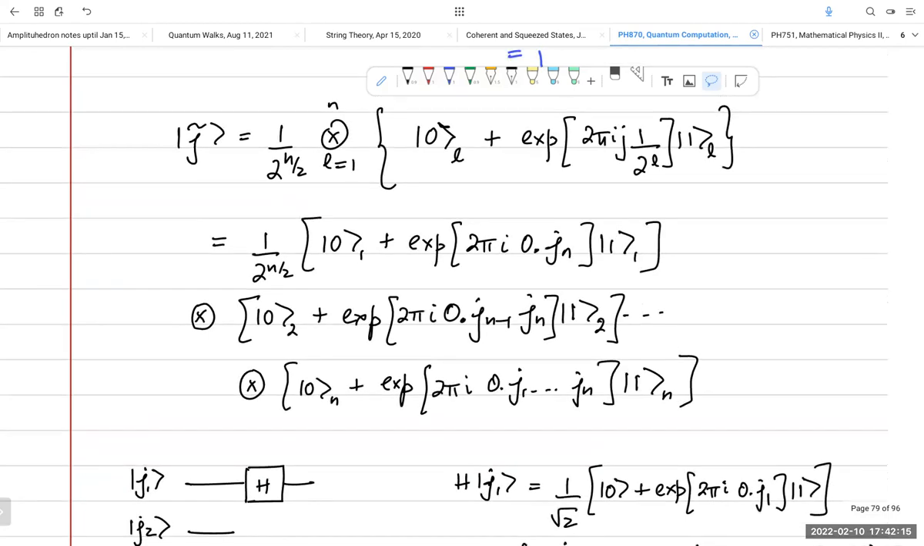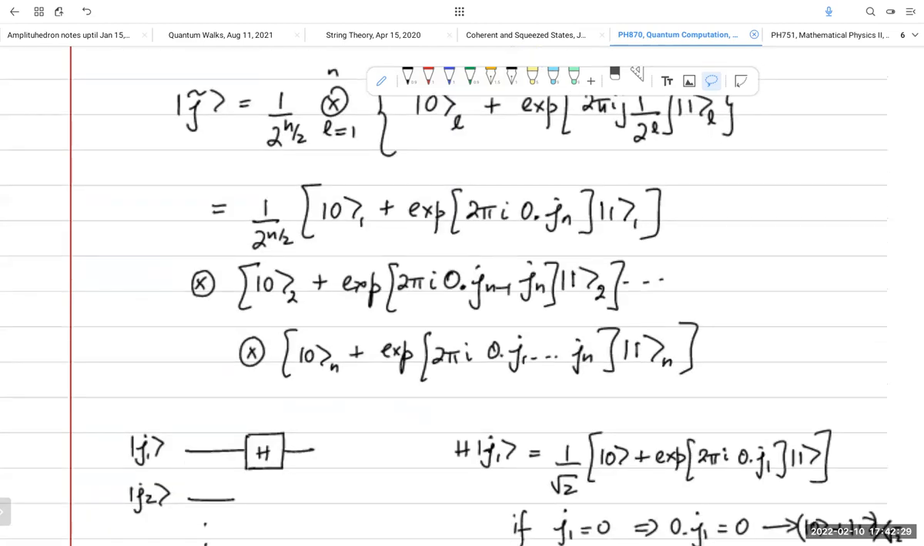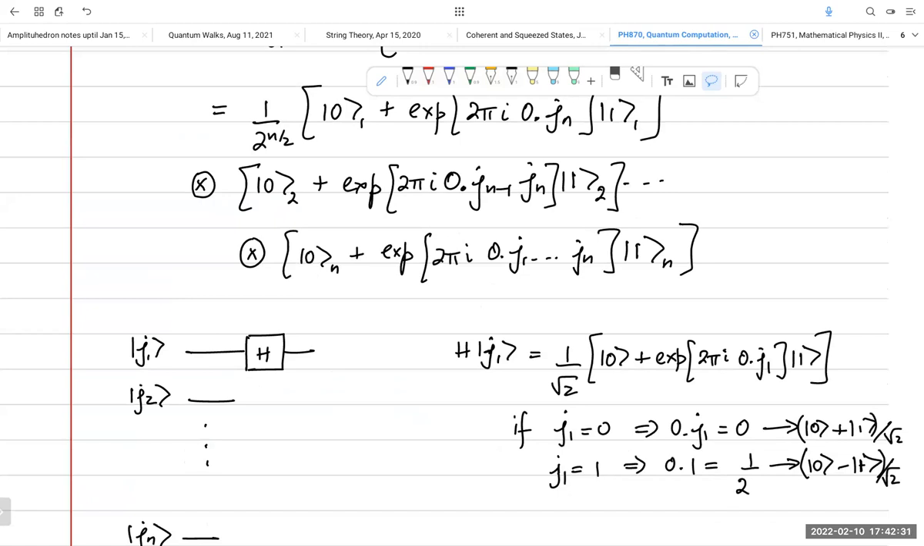Phase factor is along which axis? What do you mean by axis? Oh, I meant you took j1 equal to 0 and j1 equal to 1. Yes, j1 is equal to 0 and j1 equal to 1. So if j1 is equal to 0, what I'm showing you is that this notation is consistent.